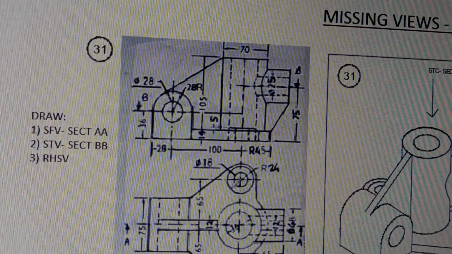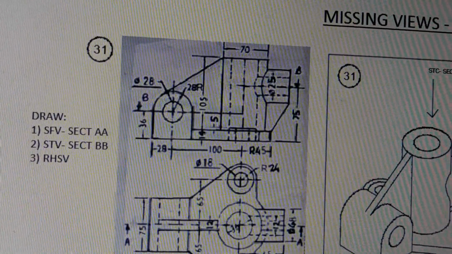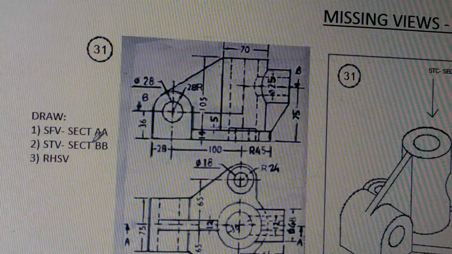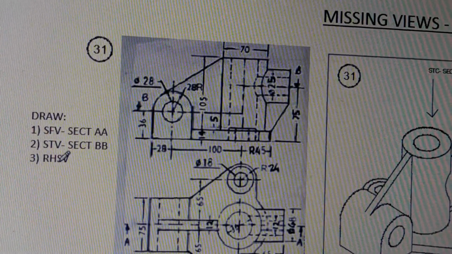There is no change. This will look as it is, and this will also look as it is. Okay, so that becomes your sectional top view, section BB. So I described to you how this top view will be seen. Now the right hand side view.